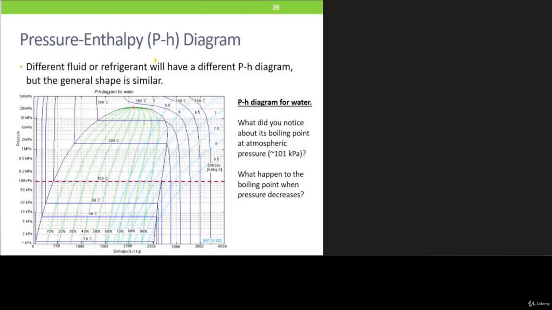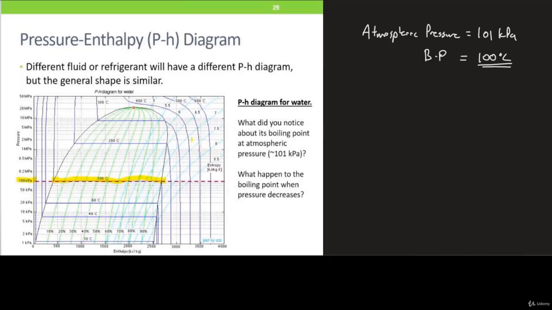For water, we are quite familiar with its properties. What do you notice? At atmospheric pressure, which is actually 101 kilopascal or 1 bar, what is the boiling point? Boiling occurs in between the saturated liquid line and the saturated vapor line. You will notice that the temperature is a horizontal line. That means during this part, there is no change in temperature. The temperature remains at 100 degrees Celsius, which is what we know. We know that water boils at 100 degrees Celsius.